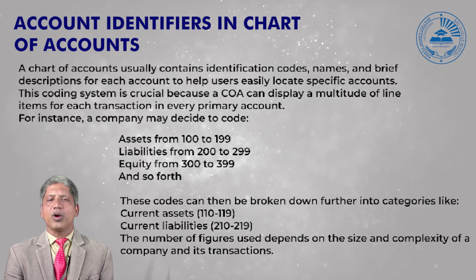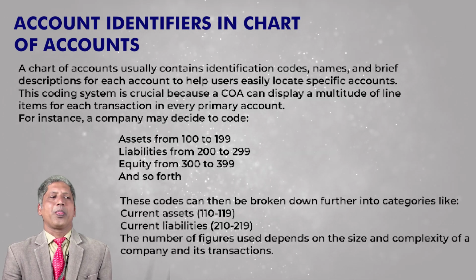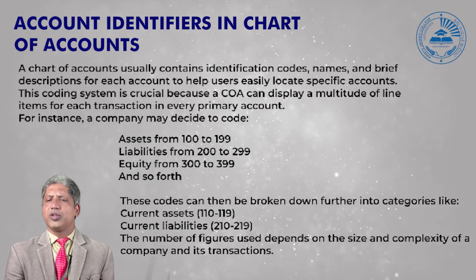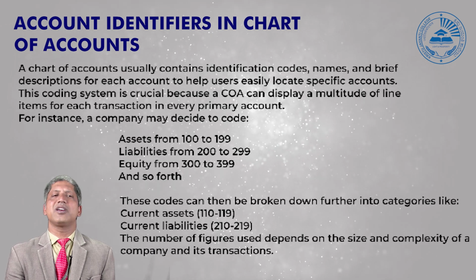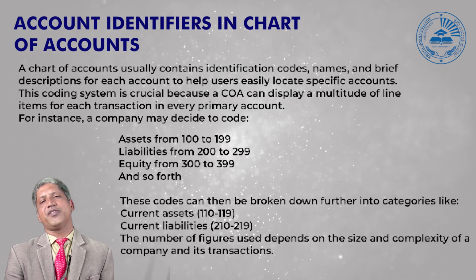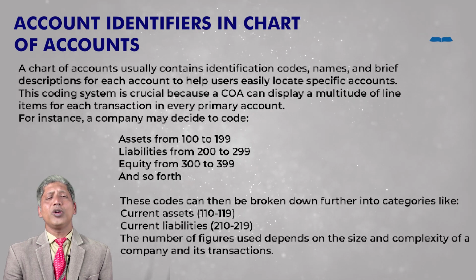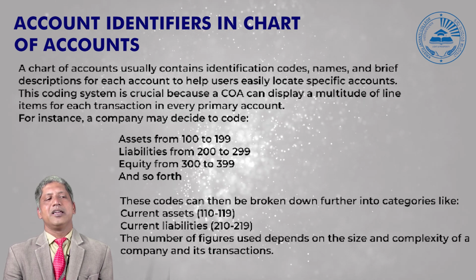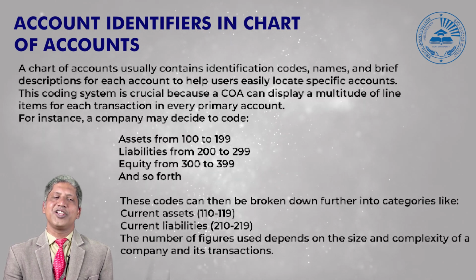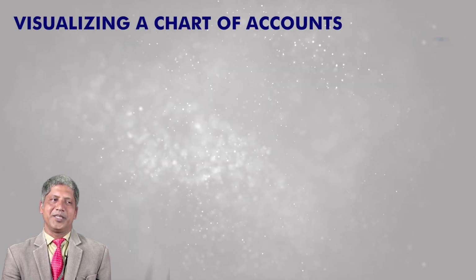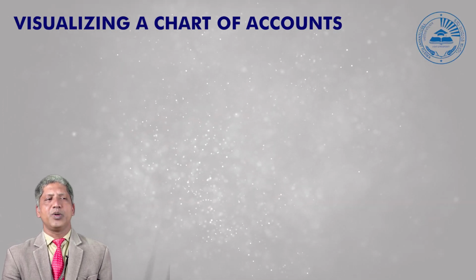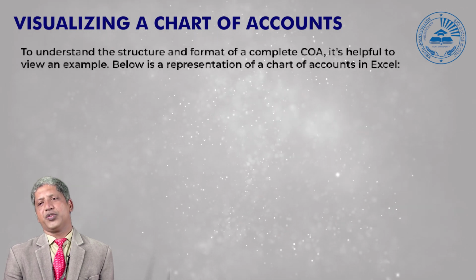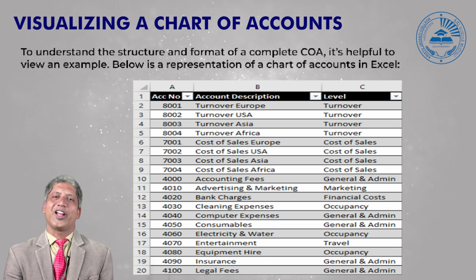The codes can be broken down further into categories like current assets from 110 to 119, current liabilities from 210 to 219. So, the number of figures used depends upon the size and complexity of the company and its transactions. The total structure of the chart of accounts completely depends upon the transactions that are going to take place in the company. Let us visualize one of the examples to understand very clearly how the listing is done in the chart of accounts.